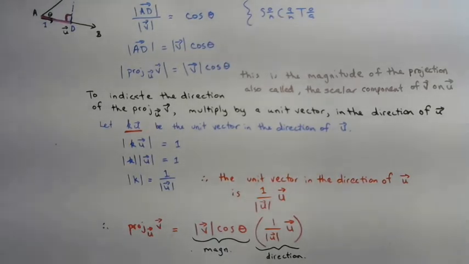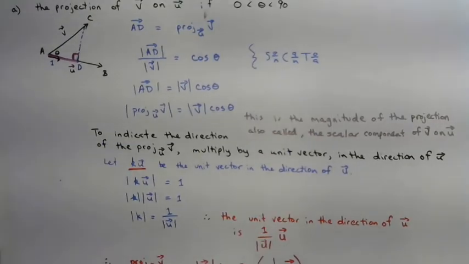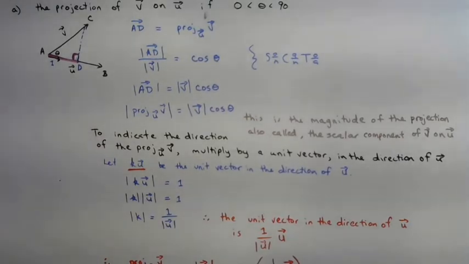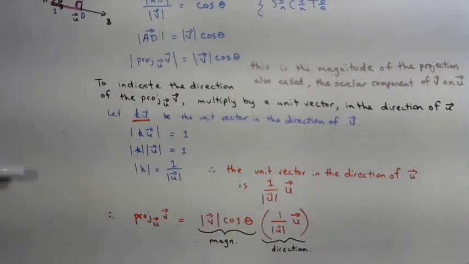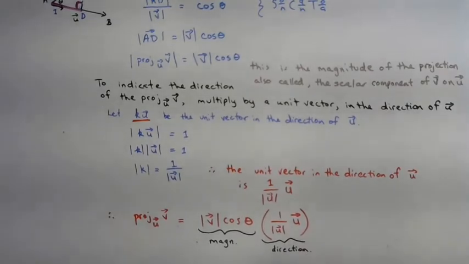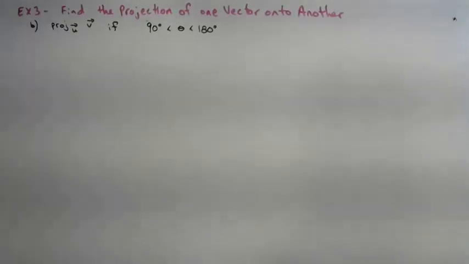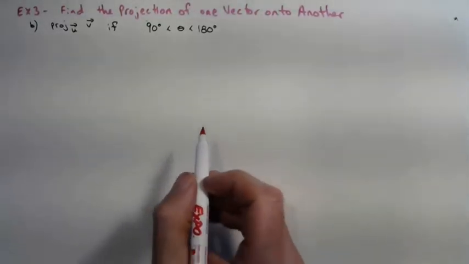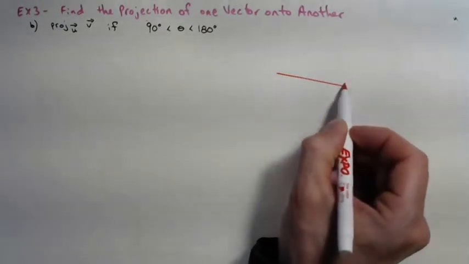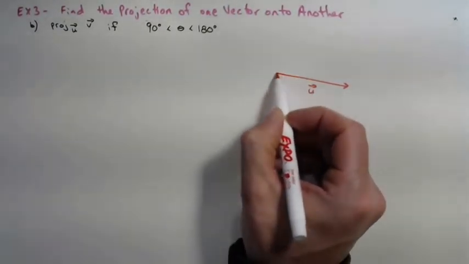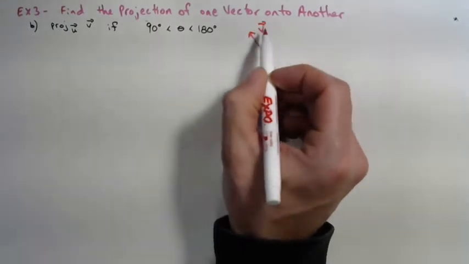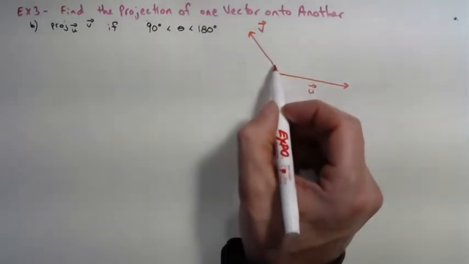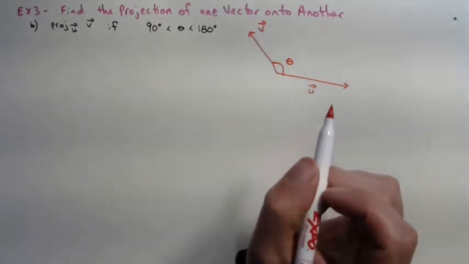Okay, let's put this thing to work. First we're going to look at B, which deals with the case when the angle between the two vectors was less than 90 degrees. This is what we came up with, okay? And now we're going to do one where the angle between them is between 90 and 180. All right, so here we're going to need a diagram. Vector u, vector v, somewhat arbitrary, and an angle in between them of theta.